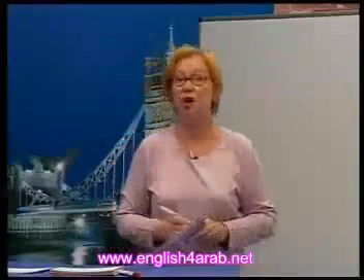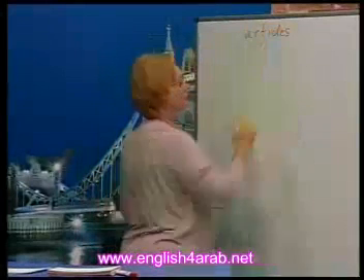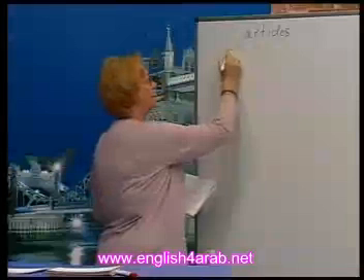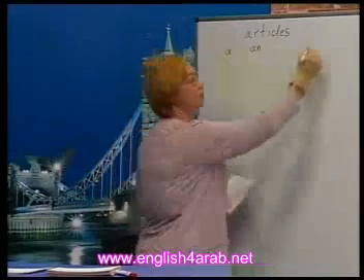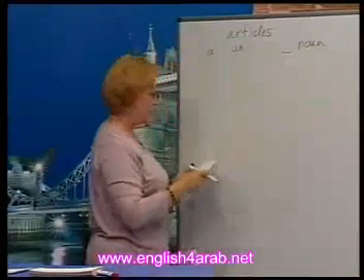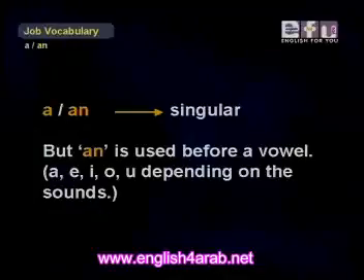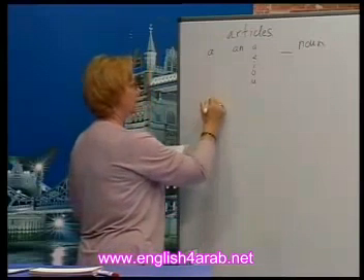Now we're going to talk about articles. Articles. This is the name of small words. Today we're going to talk about a and an. They go before a noun, right here. A or an. Now, usually a is used before a noun, but an is used before a, e, i, o, u, depending on the sound. Now, we'll look at some examples.